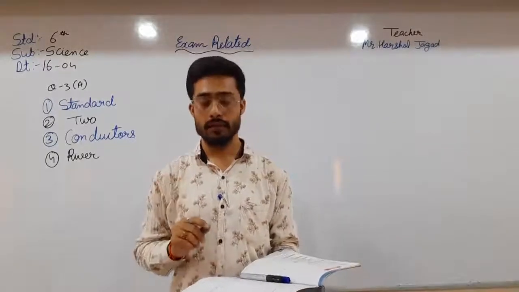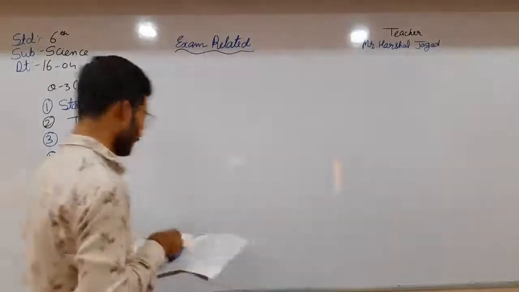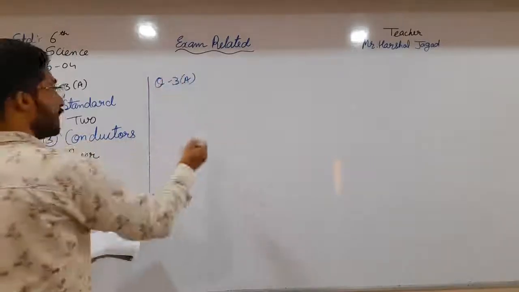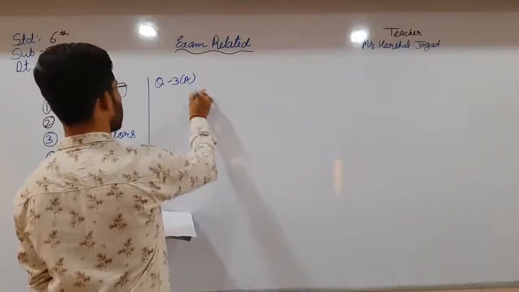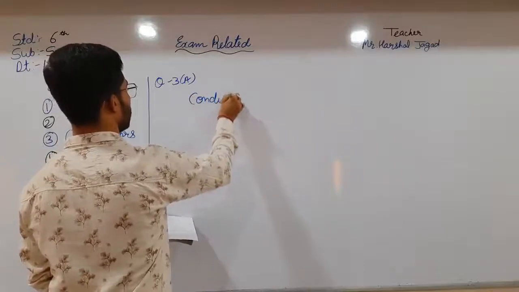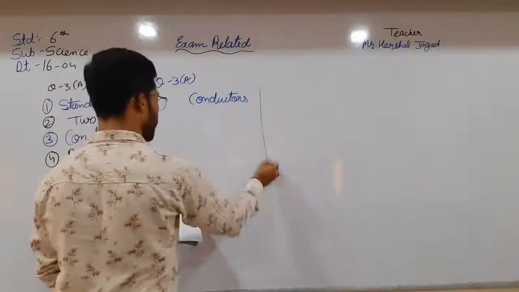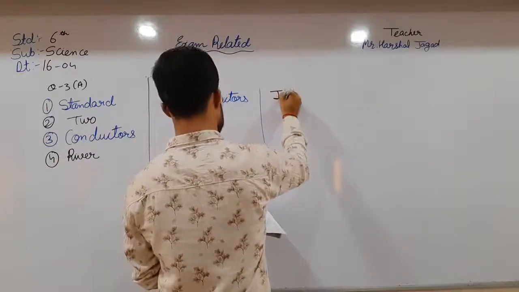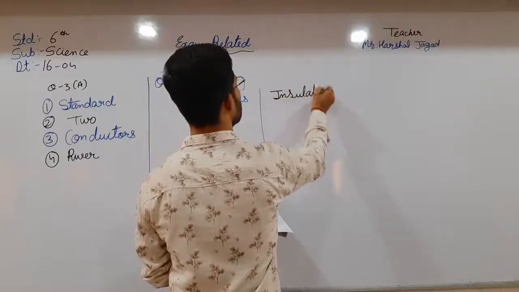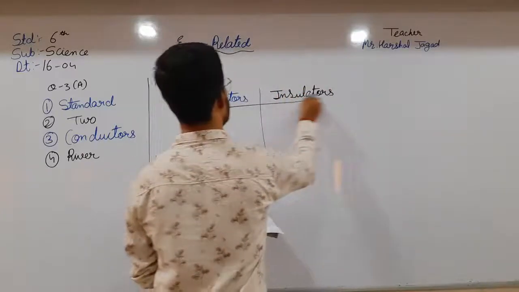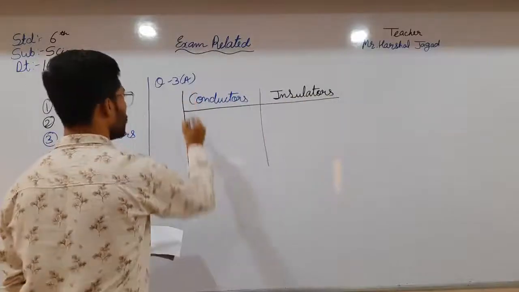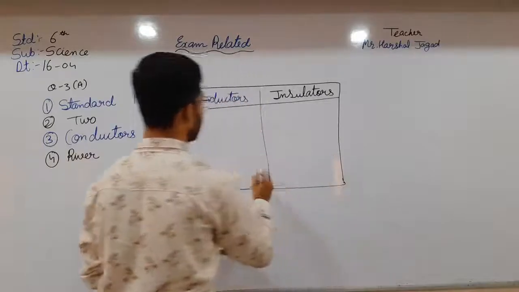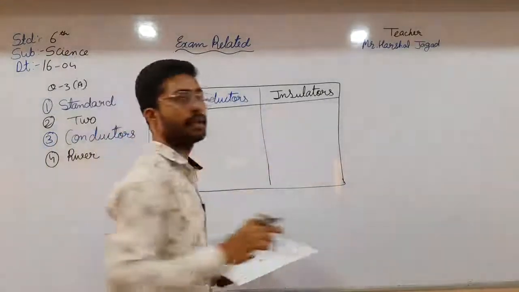So in this, you just make a table. Here, first you write conductors. Second one, here you write the insulators. Okay, and make a table like this and classify them. Here you write conductors and here you write the insulators.